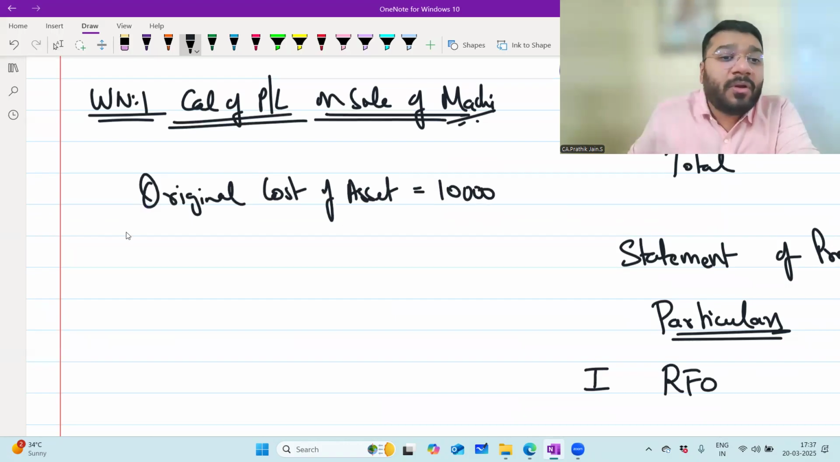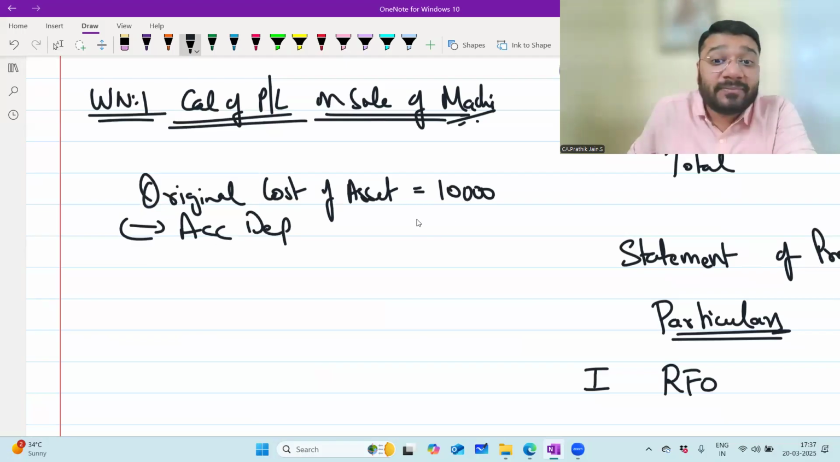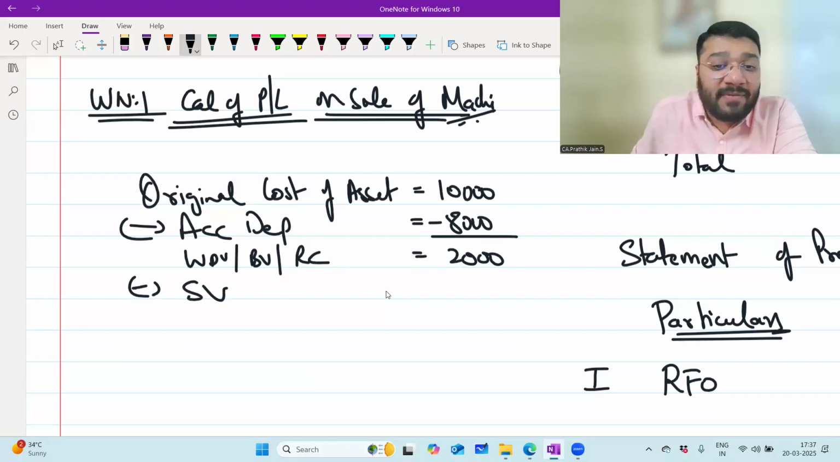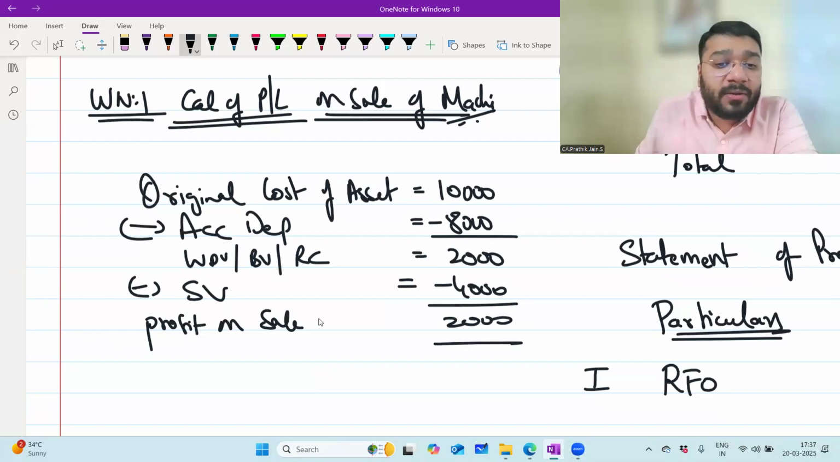10,000. What is the used value of the asset? Accumulated depreciation for that asset, 8,000. So the WDV or book value of the asset, or remaining cost of the asset, is 2,000. So 2,000 worth of asset, you have sold it for 4,000 rupees. So minus sale value. How much is the sale value? 4,000. So this 2,000 rupees is your profit on sale of machinery.